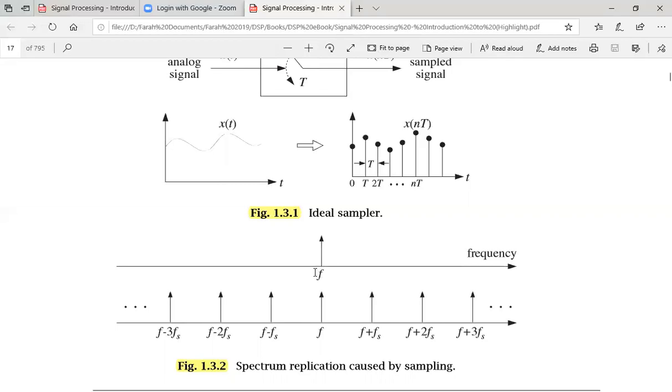But the effect in frequency is the replication of the spectrum. You see that here is f, then again this spectrum is replicated after every fs on both sides. It means your n will take both plus and minus values.